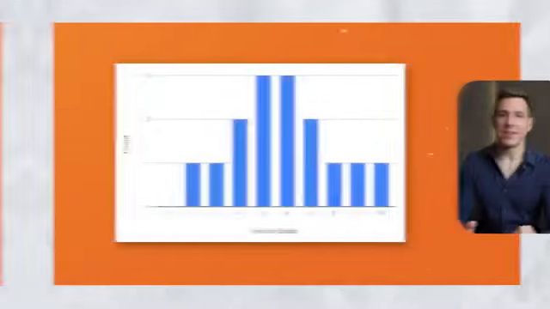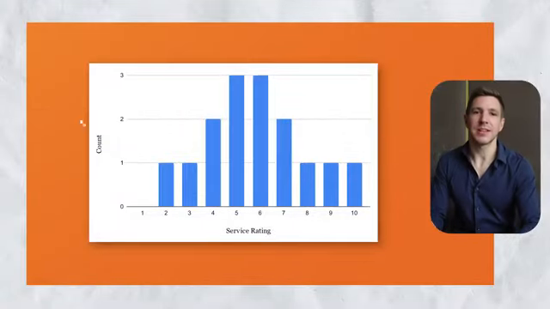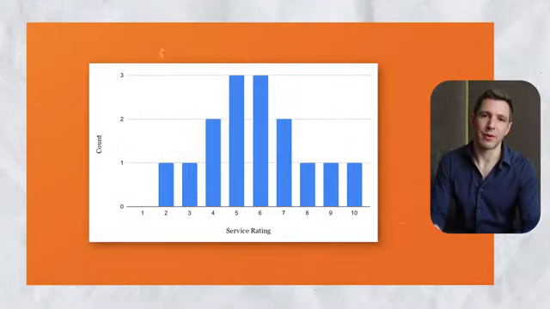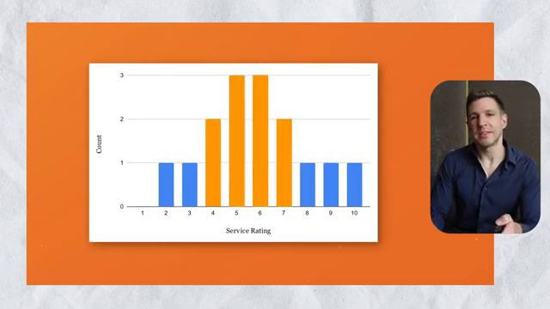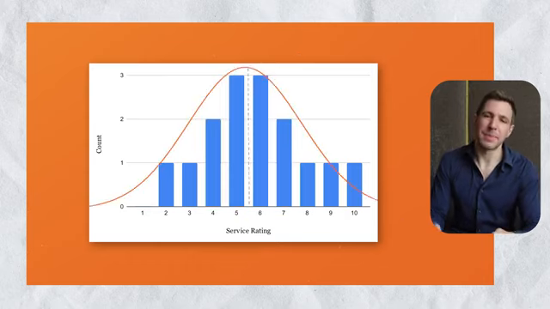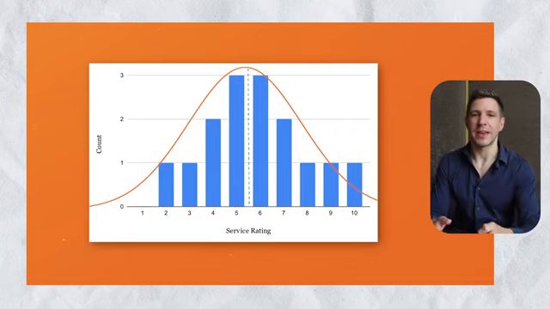To visualize this, let's take a look at a frequency distribution of the responses. As you can see, the responses tend to cluster towards the center of the chart from 4 to 7, creating something of a bell shape. In statistical terms, this is called a normal distribution or a bell curve.